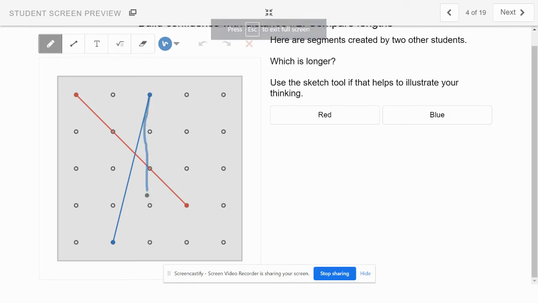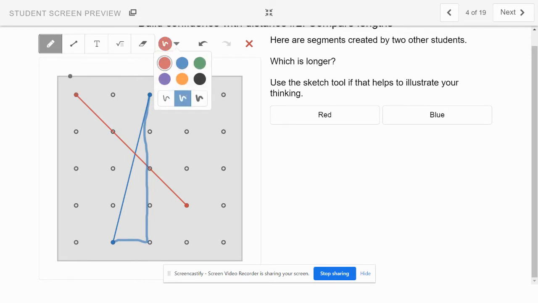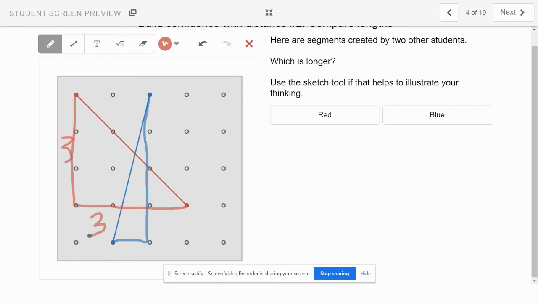And think about how we have used distance in the past. For example, we could use right triangles to find distance. And think about the dimensions of these two triangles. Here we have 3 and 3. And then in the blue, we have 1 space here and 4 spaces here. Well, in this case, the red is longer.